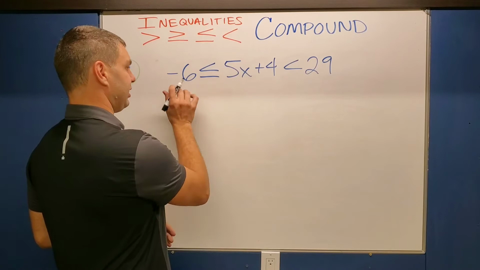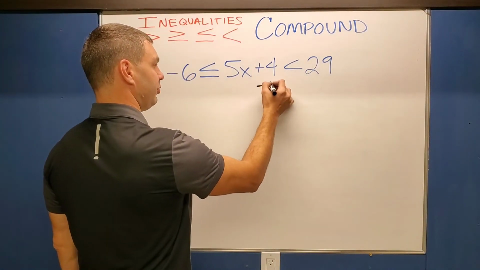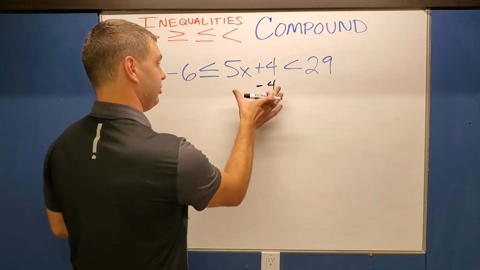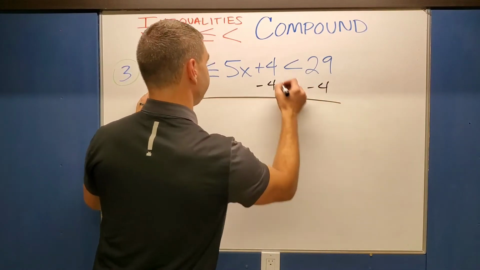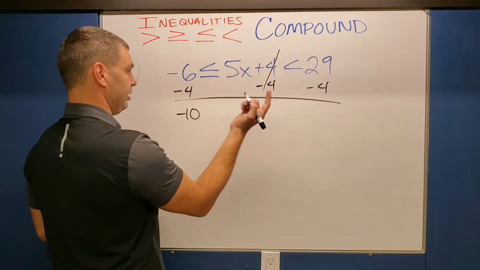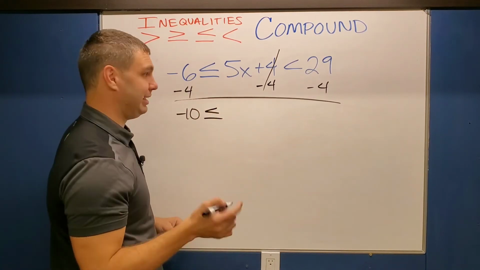So this almost has like 3 sides to it: the left, the middle, and the right. When I move my 4 over, I have to actually move it to all 3 parts, the middle, the left, and the right over here. So I'm going to cancel my 4. -6 minus 4 is -10. All I did is subtract there. It's not dividing or multiplying by a negative, so I can keep my signs the same.